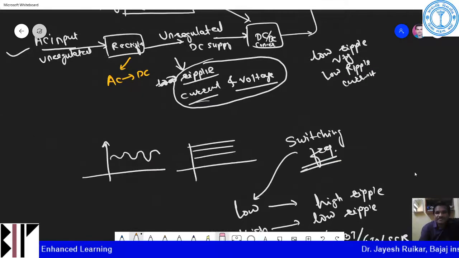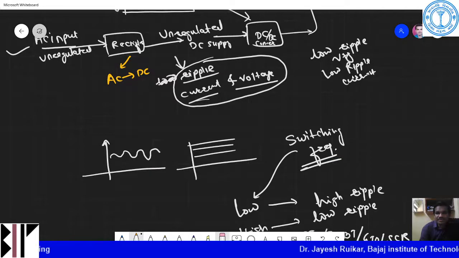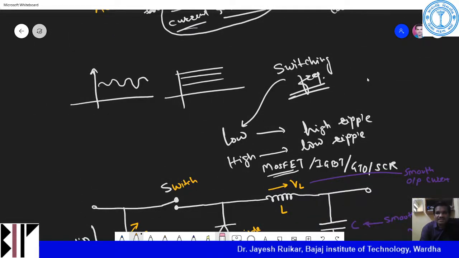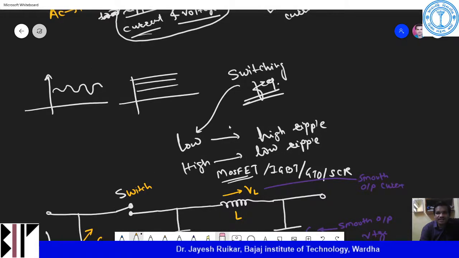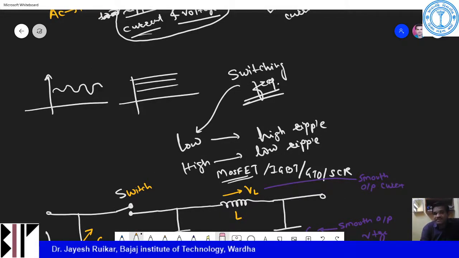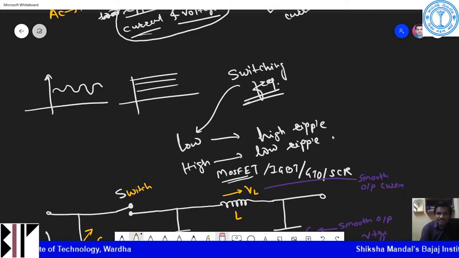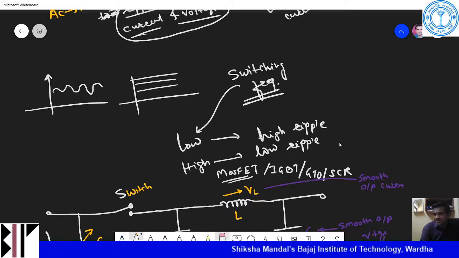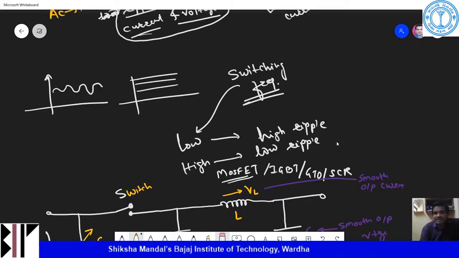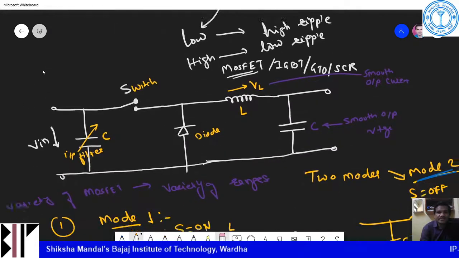Then switching frequency is important to consider in the DC-DC converter. I will talk about switching frequency in terms of designing a buck converter. If the switching frequency is low, then high ripple will be there. If it is high, then low ripple will be there. So it is inversely proportional. Switching frequency is inversely proportional to your ripple current and ripple voltage.